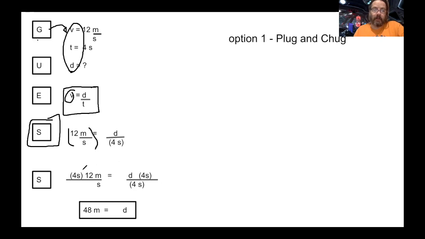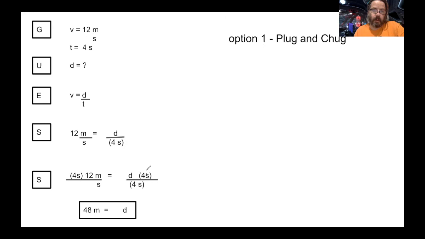Now that I've substituted, now I'm going to solve by doing algebra. So I'm looking to get this by itself. So that means I need to move the 4 seconds. So how do I move the 4 seconds around? If it's dividing, I have to do the opposite. So I multiplied both sides times the 4 seconds. I multiplied it here and I multiplied it here. And in so doing, 4 divided by 4 equals 1. We say that cancels, but it's 1. Seconds divided by seconds cancel. And we're left with d by itself.